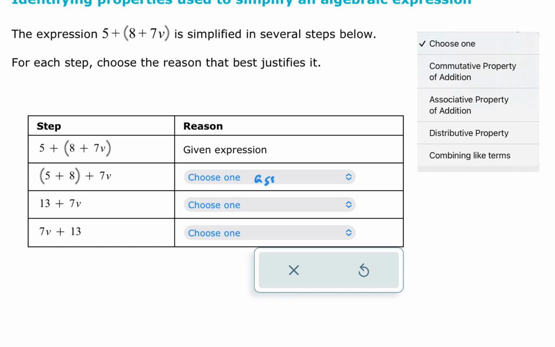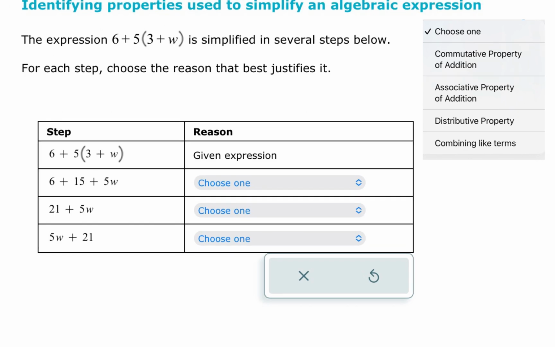The associative property of addition says that we can group a set of addition problems differently as long as it's all addition. So the next thing that we did is we combined the 5 and the 8, and that's combining like terms. Those were both constants. And then we flipped it around so that the variable comes first. That is the commutative property of addition.